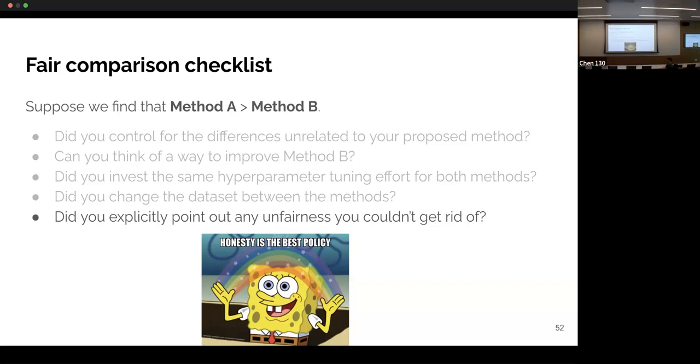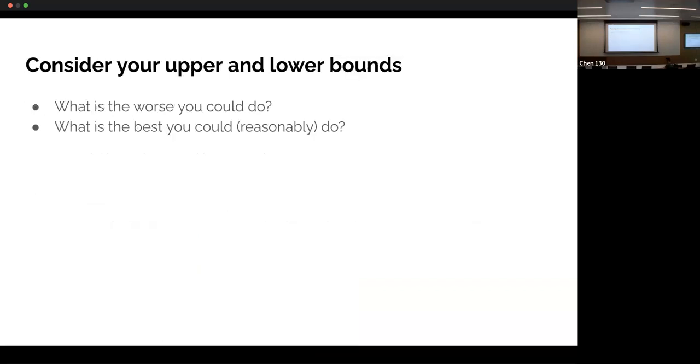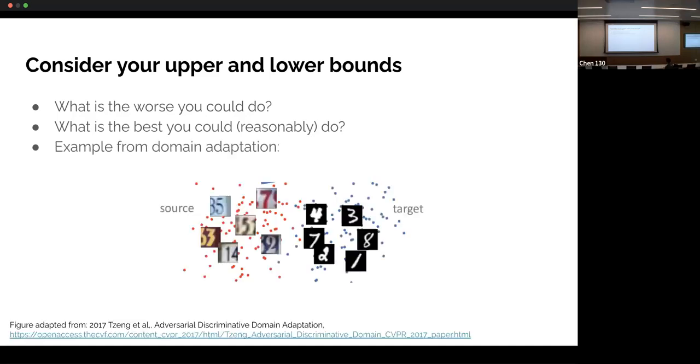Let's carry on. All right, so one more thing that's beyond fair comparisons is considering your lower and upper bounds. What is the worst you can do on your task, and what is the best you could reasonably do on your task? So this is an example from domain adaptation. It's a paper I read with my group last week.